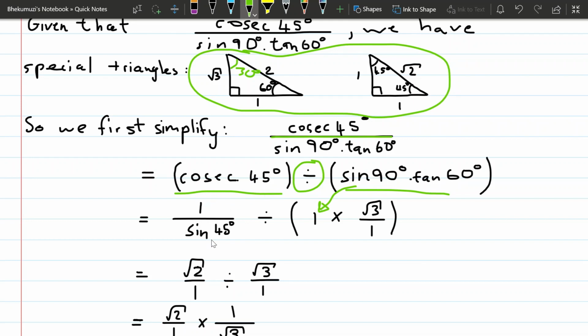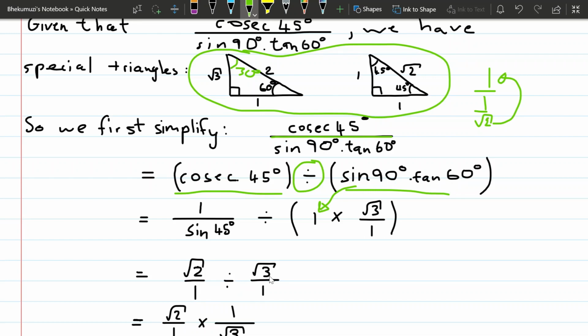And for sine 45 degrees, we look at this 45 degree special triangle. The sine would be 1 over square root 2. But this is similar to what I said above. This would move into the numerator and this would stay as the denominator, and that's why we have square root 2 over 1 divided by square root 3 over 1.